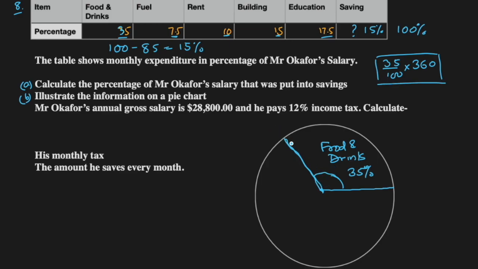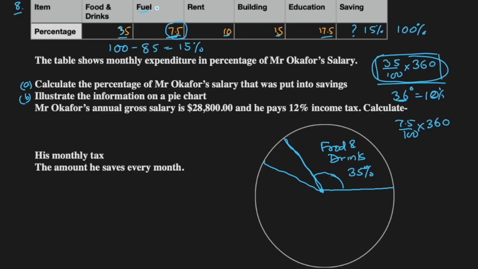Now from this, we need to draw 7.5%. 7.5 is less than 10%, right? And in degrees, 10% will be 36 degrees, but this is 3/4 of 10. So 3/4 of 36 degrees. This is what I'm doing manually. You can use a calculator for this by the same formula again. 7.5 over 100 multiplied by 360, and that will give you the angle. Okay, and what I'm getting here is 27 degrees. So 27 degrees will be quite a small angle.